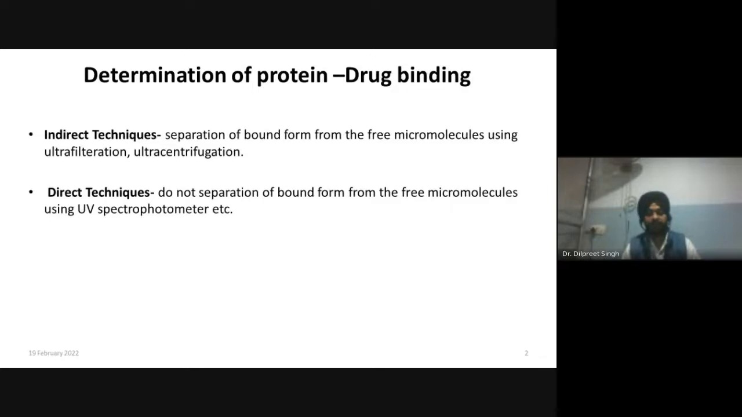In the direct techniques, we do not need to separate the bound form from the free macromolecules, and it can be determined by measuring the active concentration, that is, the bound concentration of a drug from a protein molecule, using analytical techniques like a UV spectrophotometer.